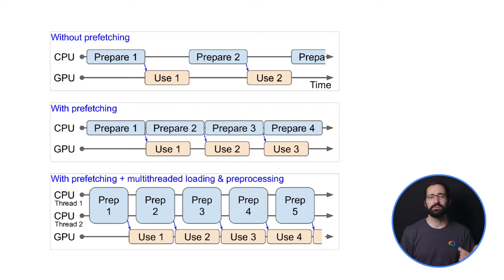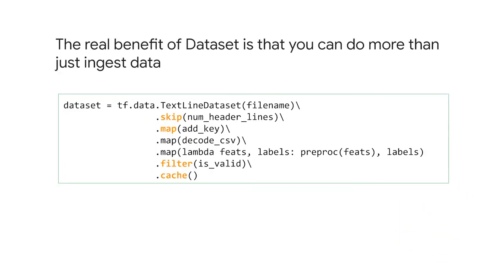Prefetching allows for subsequent batches to be prepared as soon as their previous batches have been sent away for computation. By combining prefetching and multi-threaded loading and preprocessing, you can achieve very good performance by making sure that each of your GPUs or CPUs is constantly busy.